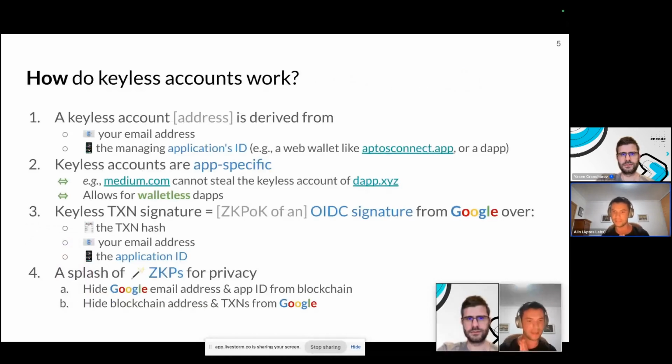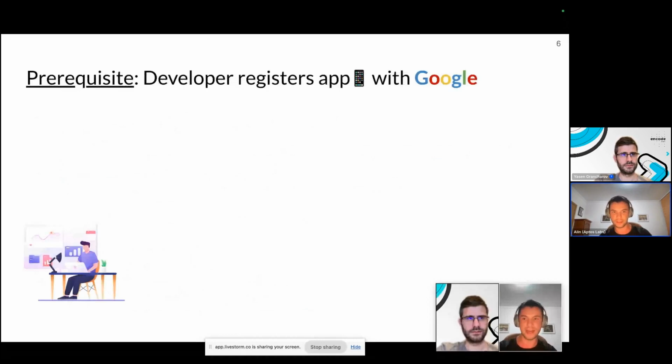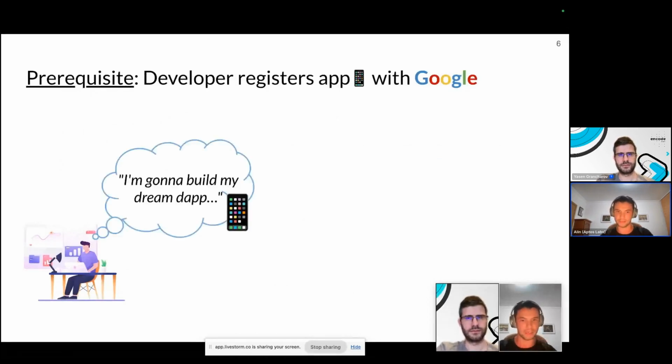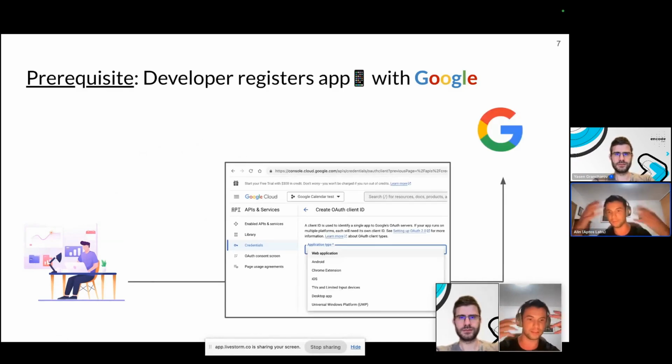All right, so now I think I'm ready to describe to you the flow. So imagine you're a DApp developer. You want to write a really cool dream DApp that you've been thinking about a lot. I'm going to depict it with this phone icon. And you're sitting here at your desk and you're thinking about how to do it. And you want to use keyless accounts. The first thing that you have to do is a little bit of a bureaucratic step. You have to register your DApp with the OIDC provider. So with Google, let's say.